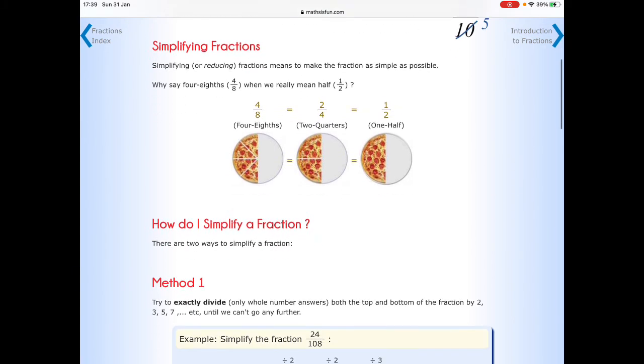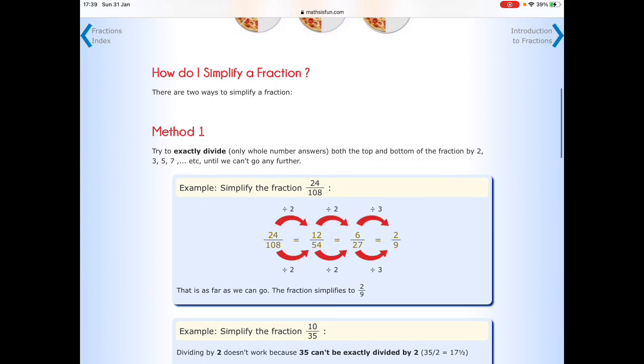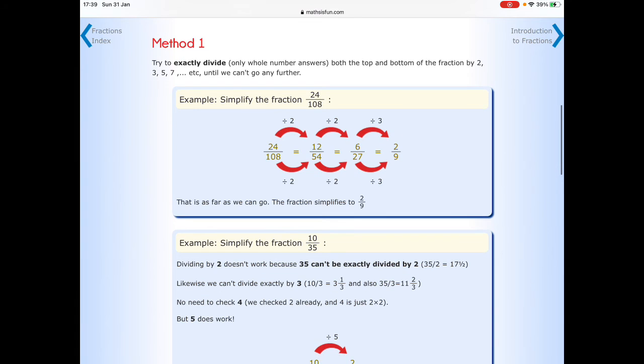So how do I simplify a fraction? So method 1 is to try and divide the numbers. A bit like what we did yesterday, when we have to divide the numerator and the denominator by the same number. So look here, we have 24 over 108, 24 108ths. And we've chosen to divide that by 2 first of all. So 24 divided by 2 is 12, 108 divided by 2 is 54.